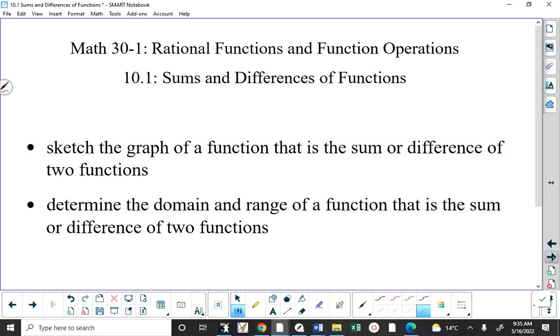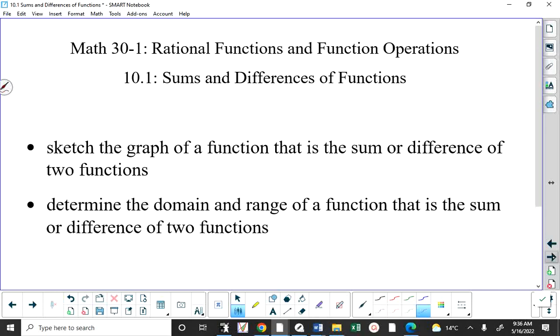So we're also going to be talking about domain and range of a function that is the sum or the difference of two functions. And I hope you understand, but just in case, the word sum means the result of addition. The word difference means the result of subtraction. And before we get started, I want you to give some thought to this question. When you find a sum, does it matter the order in which you add the items?